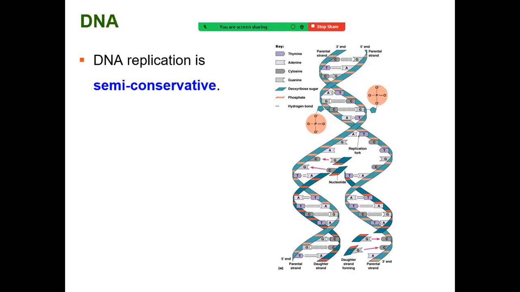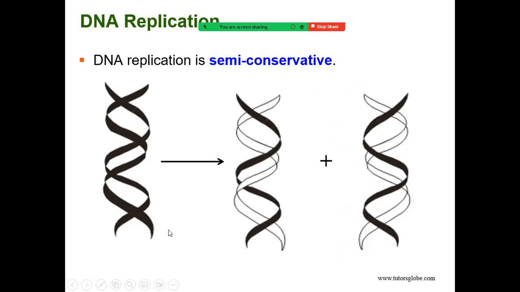Now, this replication of DNA is said to be semi-conservative. Semi-conservative means that when they have the two original strands shown in black, the new strand of DNA will have one of the original old strand of DNA, and then one strand that is a new strand of DNA. And that's true for both of the newly replicated daughter cells.